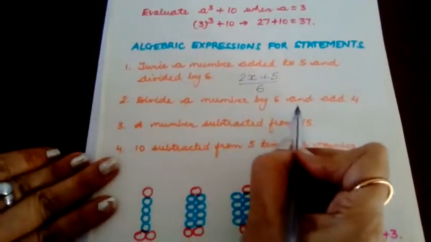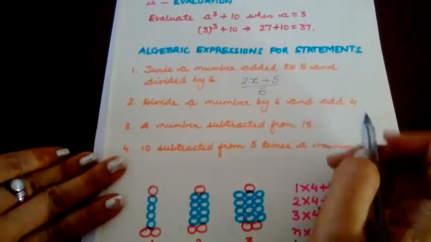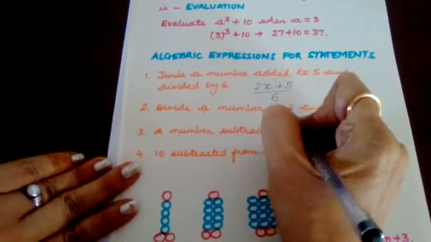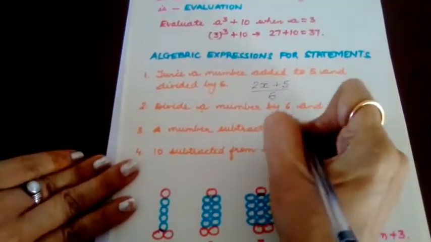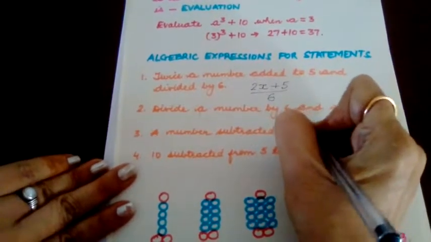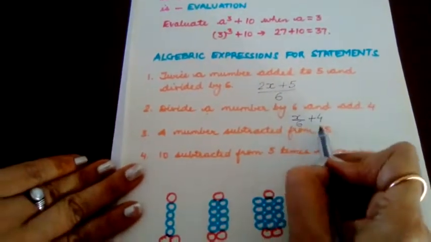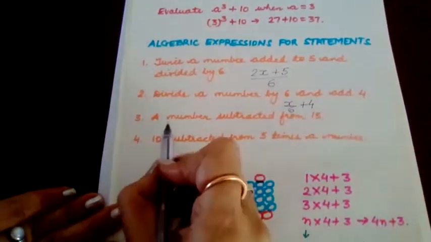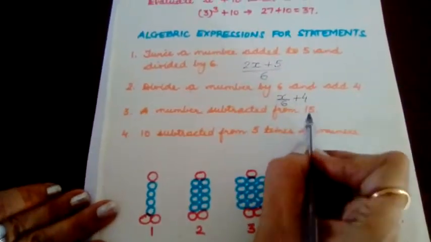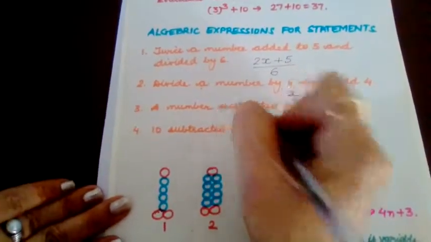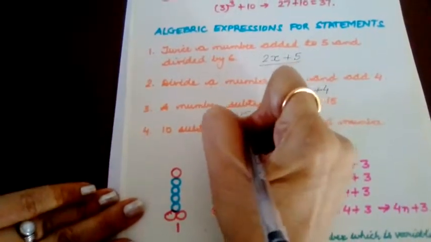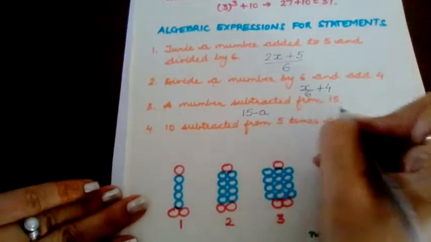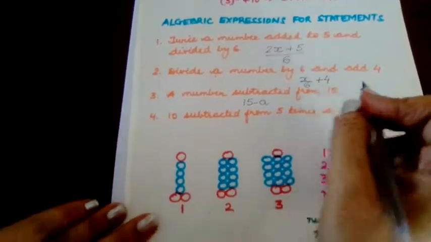Divide a number by 6 and add 4. If we take the number to be x, now we have to divide it by 6 and then we add 4 to it. So this is the required expression. A number subtracted from 15. If we take the number as a, we need to subtract it from 15. So 15 minus a. This is the required algebraic expression.